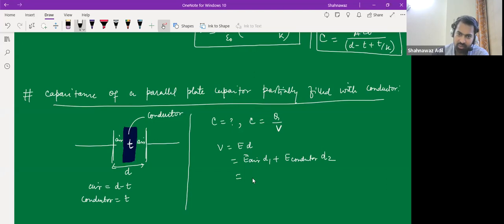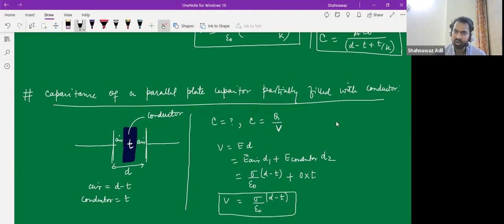So D2. E air is how much? Sigma by epsilon naught, right? And the distance, as Mariam has said previously, is D minus T. And what about the conductor electric field? How much is that, Aisha? How much is the electric field of a conductor? Zero. So zero into T, right? So this would be only sigma by epsilon naught into D minus T plus zero. So this is the potential.